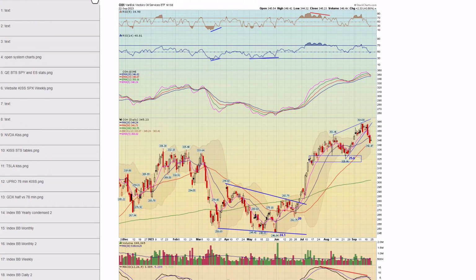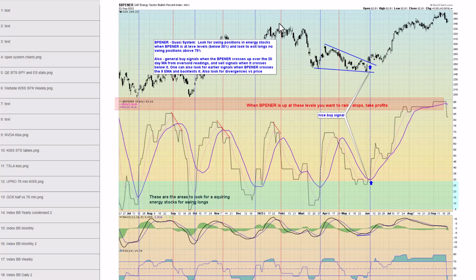Chart 79, here's the bullish percent energy index. Remember, I've been cautious on energy stocks here because this was at 96%. Finally let loose last week, giving a sell signal. The buy signal you wanted to take was back here in May, June when this was oversold. The time to buy energy stocks was not a week or two ago when this was elevated. But it's now on a sell signal.